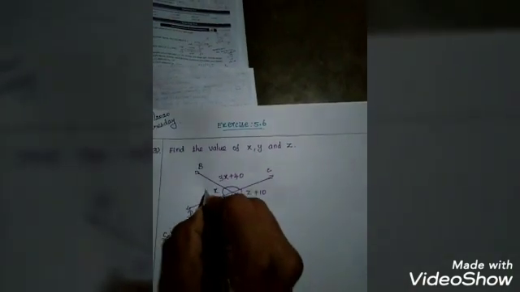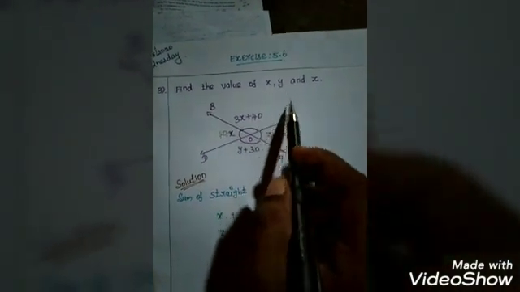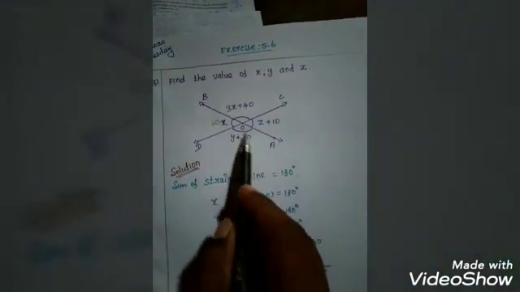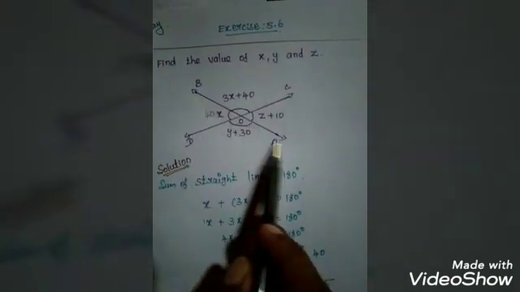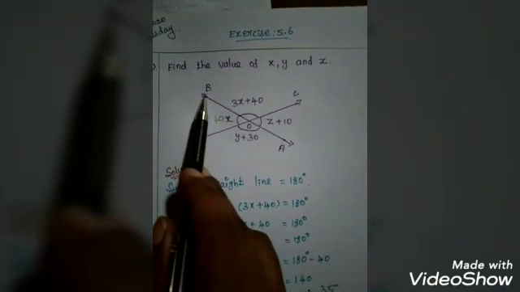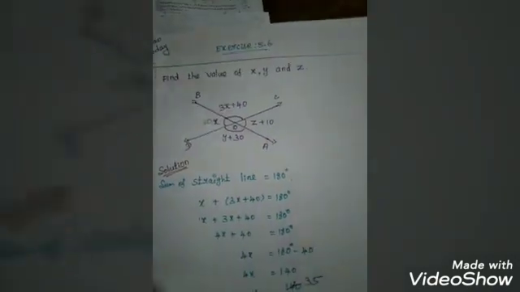Listen, this value is 40. Now we find the value of y. We have found x. Now we are going to find y. Where is y here? In this place there is y plus 30. Okay? So we can take this AB as a straight line. Taking the straight line, the sum of the angles is equal to 180 degrees.